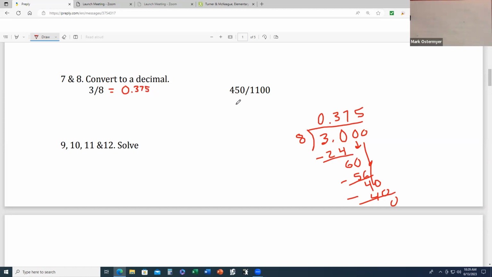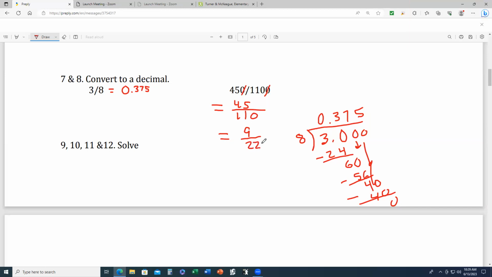Now 450 over 1100. Do you agree we can divide both top and bottom by 10 to knock off the trailing 0? Yes. So we immediately get it down to 45 over 110. Can that be reduced? We can reduce by 5, take it down to 9 over 22. Yes. That cannot be further reduced. Now they want to convert this into a decimal. So you have to divide 22 into 9.